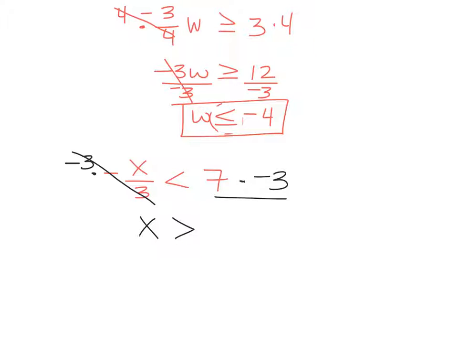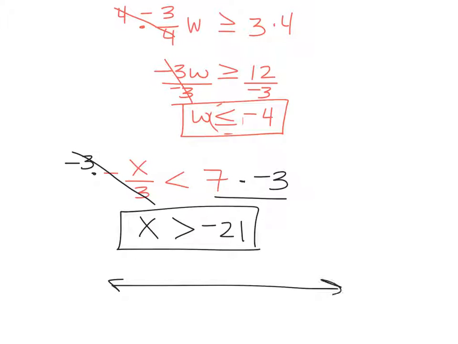I'm left with x on the left. I'm left with -21 on the right. So that would be my answer. And if I graphed that, I'd have a -21. Is that an open or closed dot? Open dot. And what direction do I go? To the right. Okay.